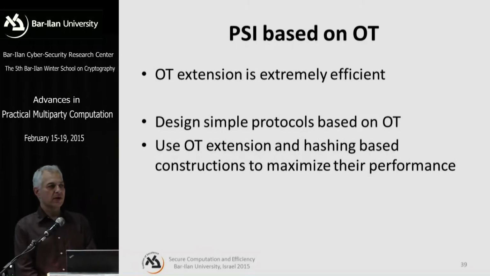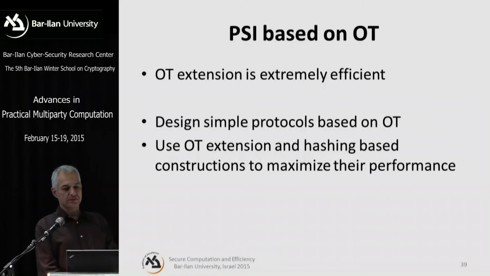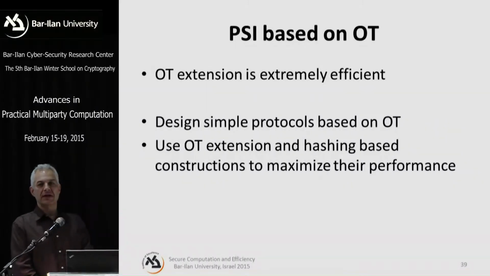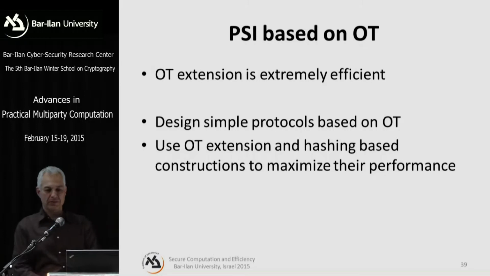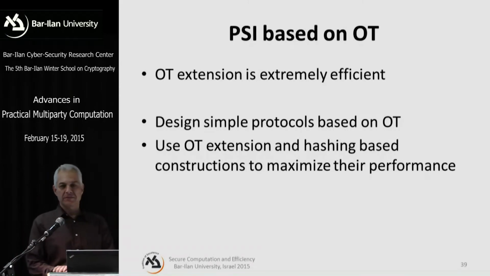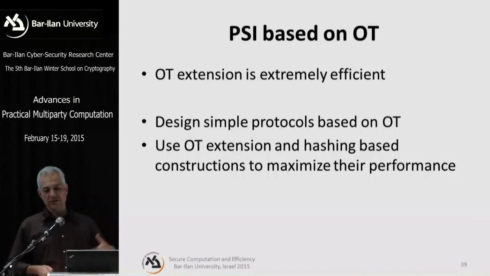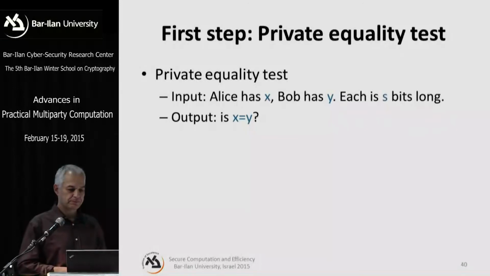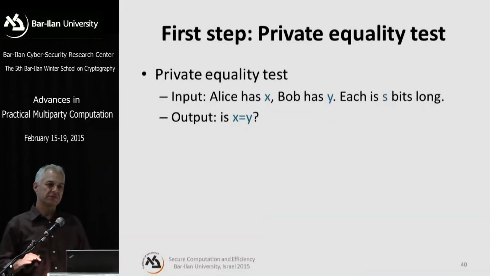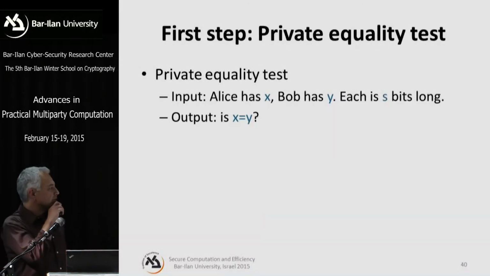So when we came to improve performance, we noted that the most efficient tool we have is OT extension. Okay? So everything else is less efficient than OT extension. So let's just use OT extension to the max and see what we can do with it. So the protocols are based on OT extension and hashing, and they achieve pretty good performance. Okay. So this is a new set of protocols. If someone lost me, they could come back.